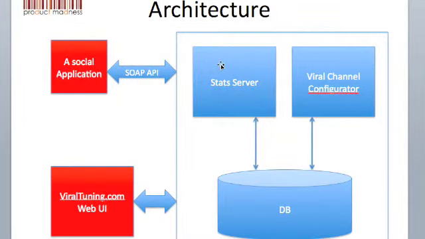The system is based around two different servers, a statistics server and a viral channel configurator. The statistics server handles how effective our communications are being. The viral channel configurator allows us to modify those communications. The interaction with the actual application is done through a SOAP API. In this manner here we would have our application. However, the modification of the different communications that we're enabling is done through a web user interface.